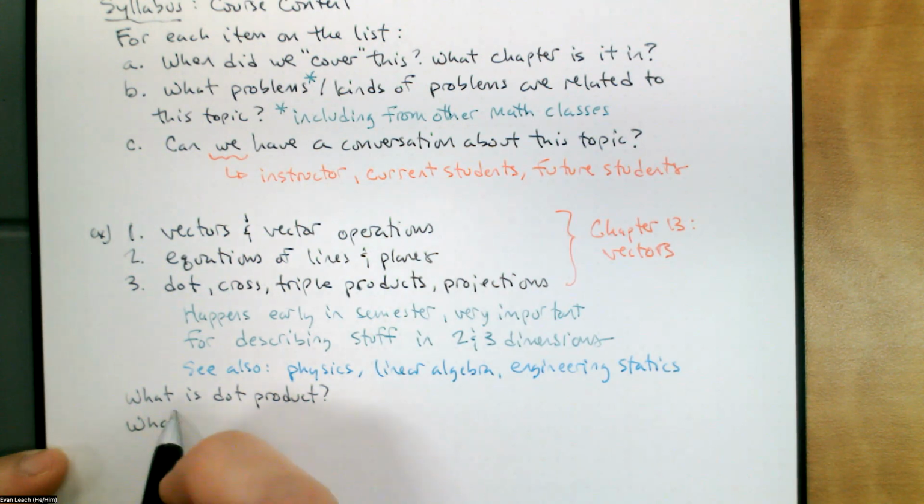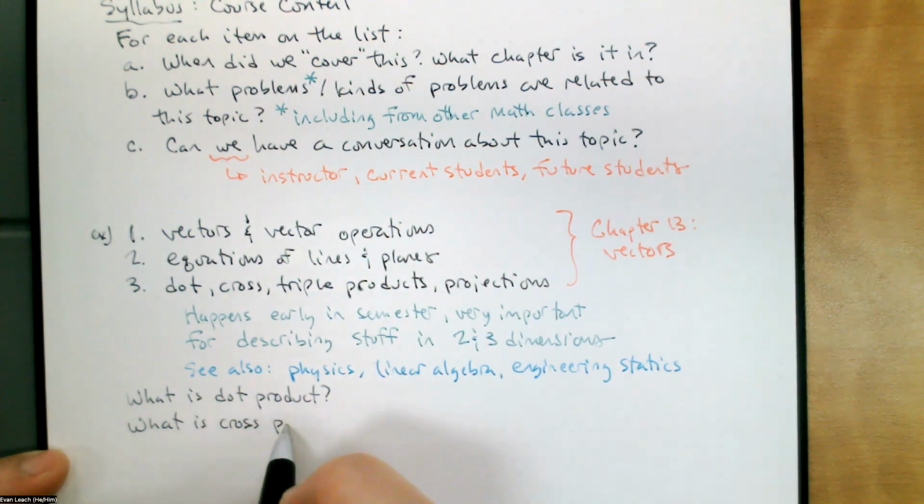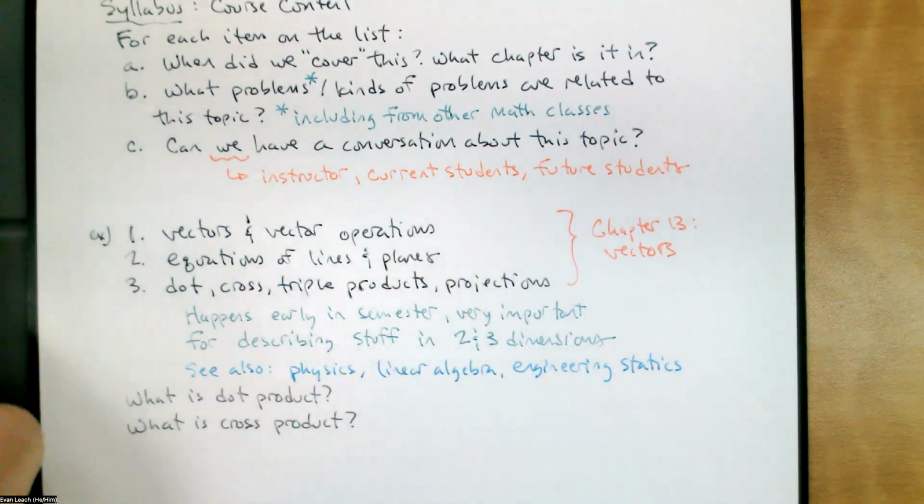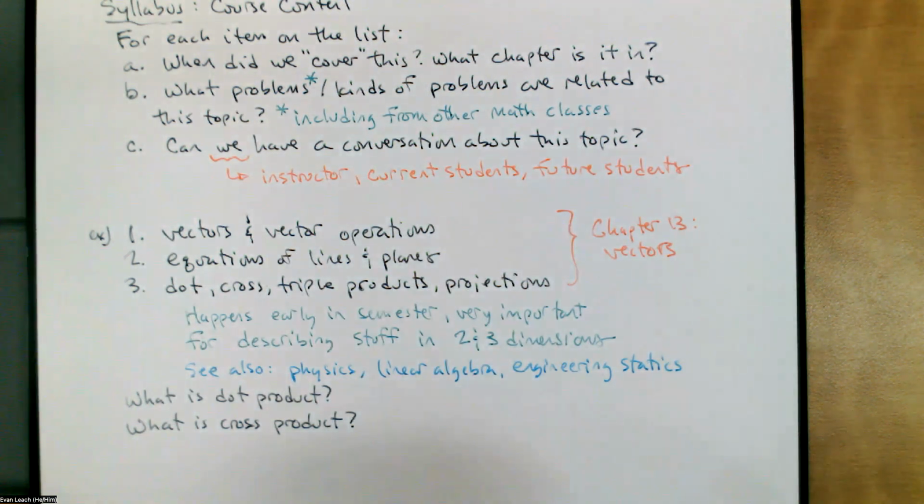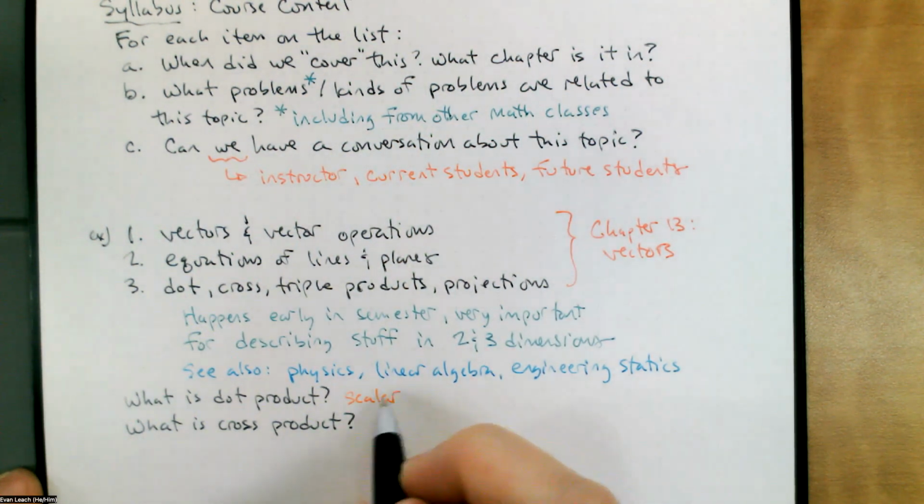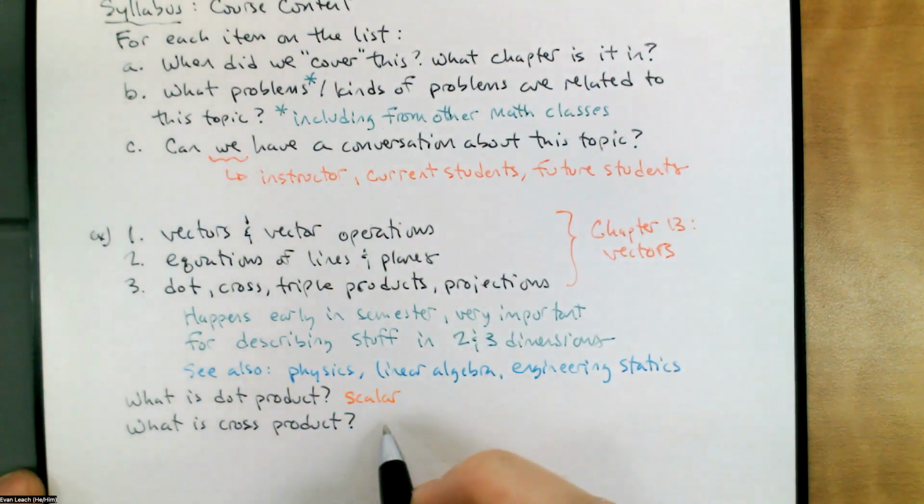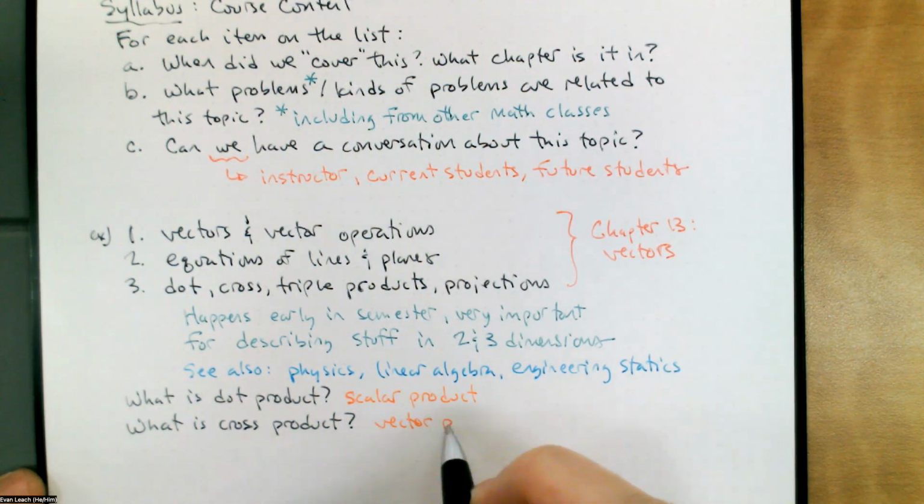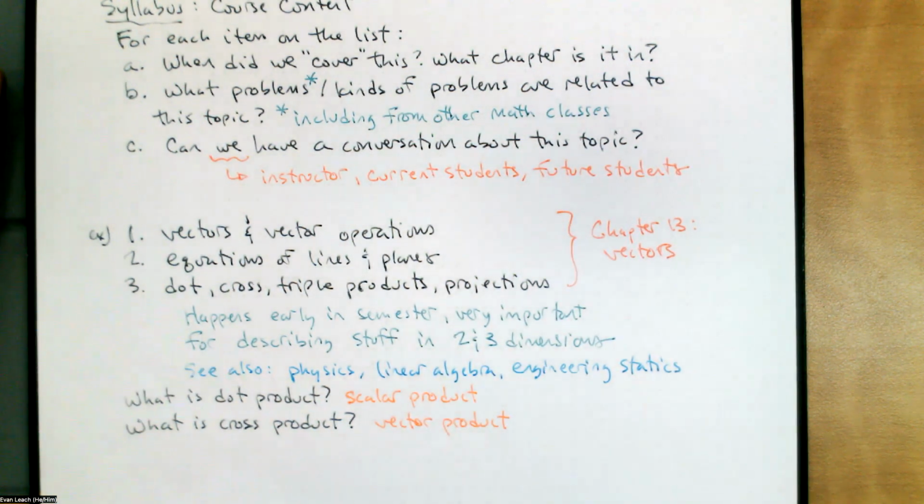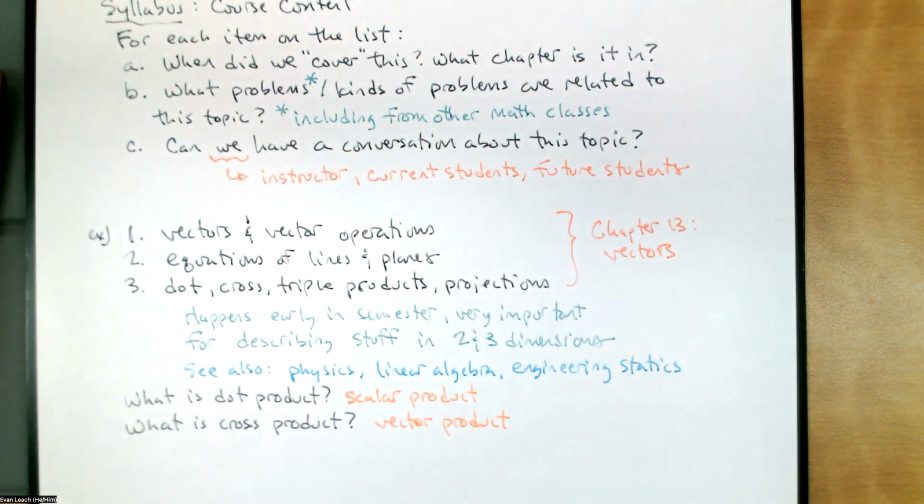What is cross product? So just grabbing that third one, dot product, cross product, triple product. What is the dot product? We know that the dot product is the scalar product, so that's good. That's the scalar. And we know cross product is the vector product. We know those super short descriptions, but that's not very descriptive of what they're telling you.